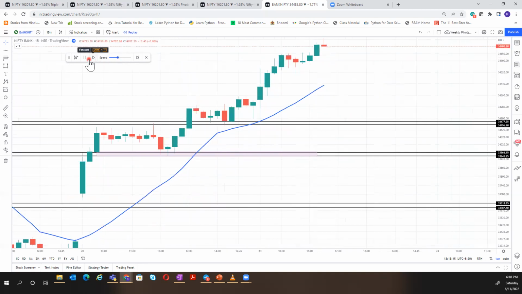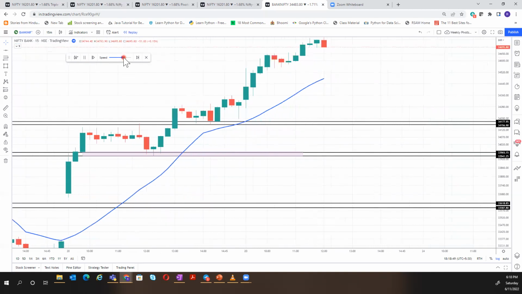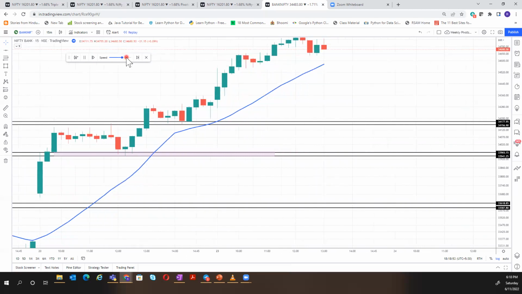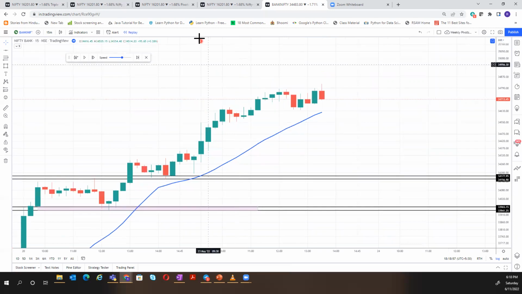I'm moving the speed a little faster. So let me pause here. Now we have new areas. Price did not test. It's going up. Now can you see here we have one peak? No, this does not qualify. This does not qualify. Close, right? I can use this one.